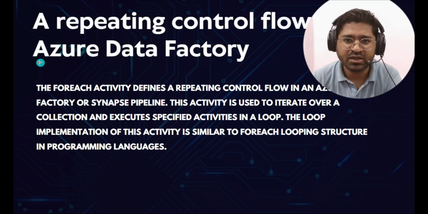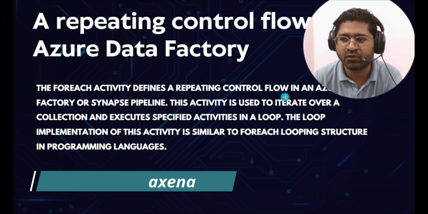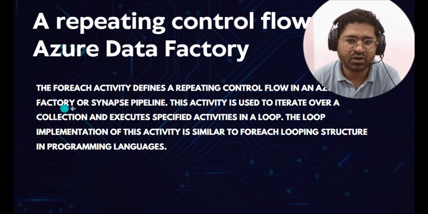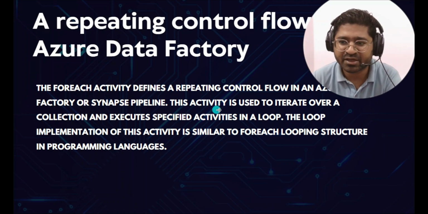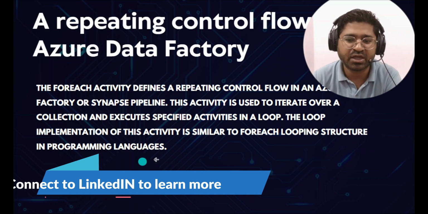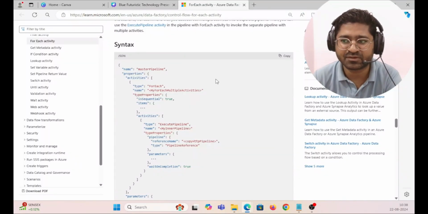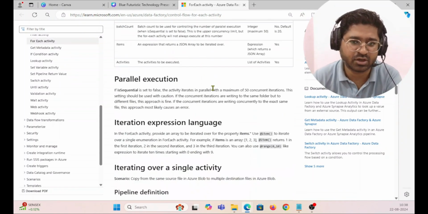So here you can see a repeating control flow is defined as the ForEach activity. It defines a repeating control flow in an Azure Data Factory or Synapse pipeline. This activity is used to iterate over a collection and executes specified activities in a loop. The loop implementation of this activity is similar to the foreach looping structure in programming languages. Let's see the implementation part of this context.